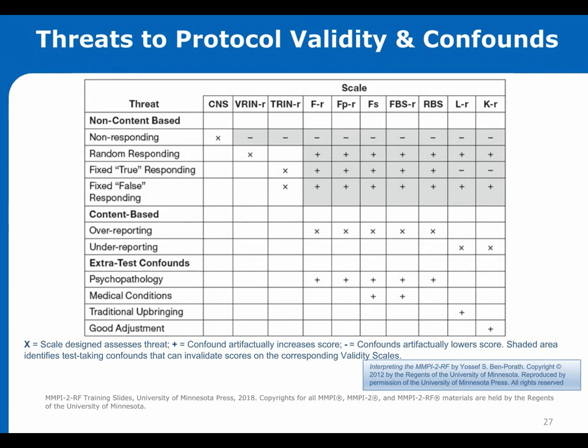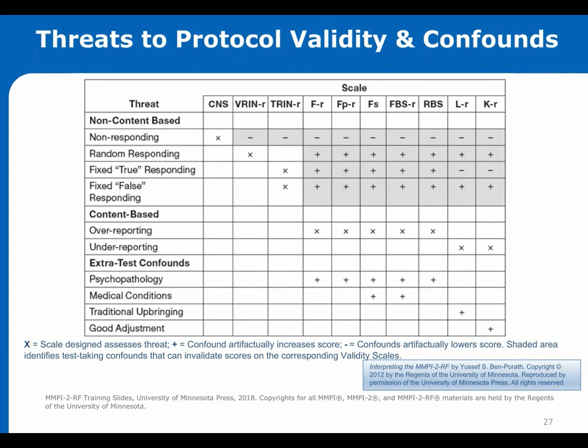So here we have one of the more important interpretive tables for you to reference as you're going through the MMPI-2-RF scales. This is threats to protocol validity and confounds. It's presented in Interpreting the MMPI-2-RF by Ben-Porath, 2012. To orient you to this table, we have the MMPI-2-RF scales listed in the top two rows. These are all of the validity scales. And then in the first column, we have threats to protocol validity as well as extra-test confounds.